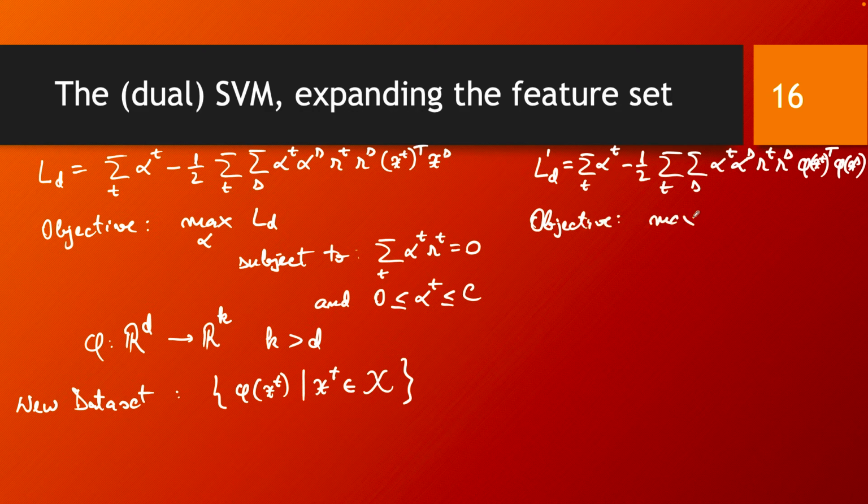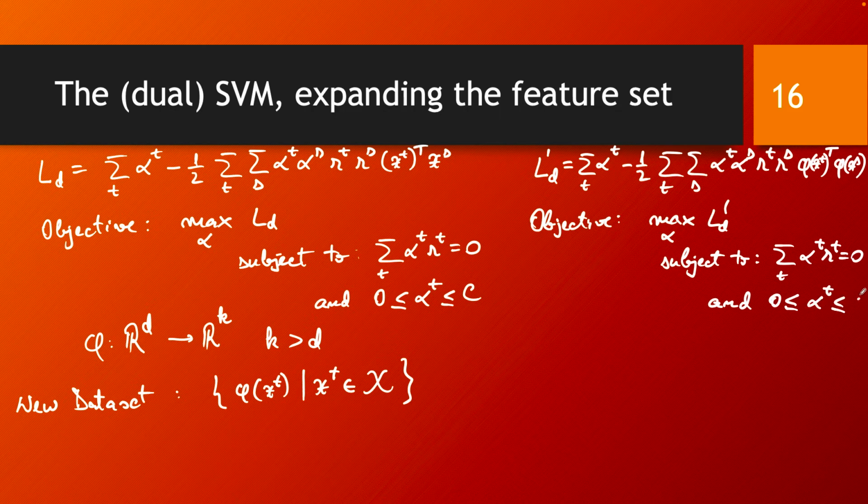We want to maximize this Lagrangian by alpha, subject to sum by t of alpha t rt equals 0, and alpha t are between 0 and c.